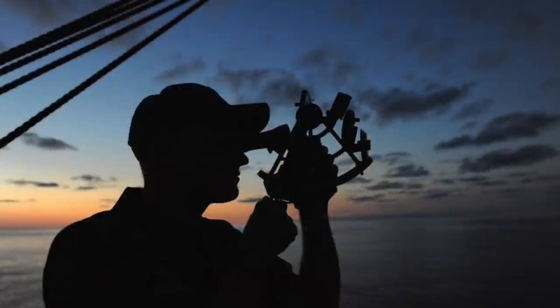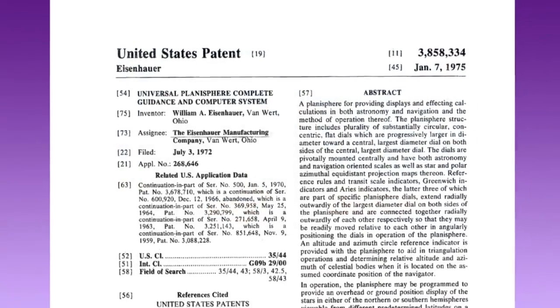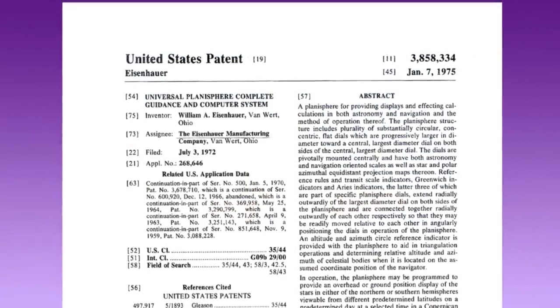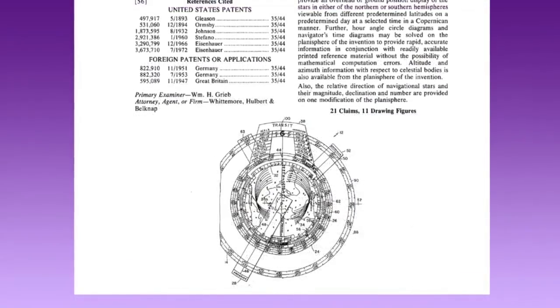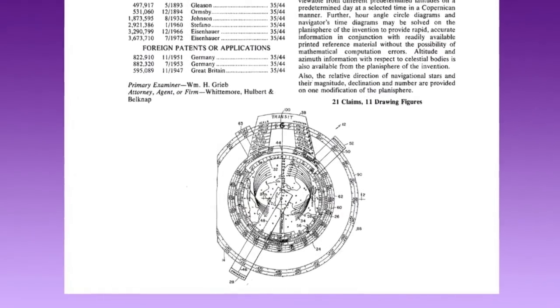During daylight hours, navigation is reliant on the sun and occasionally the moon. At night, the stars provide so much more information, but the calculations are still subject to mistakes. So in 1975, Mr. William Eisenhower patented his Universal Planisphere Complete Guidance and Computer System. It looks rather complicated, so let's simplify it a little.